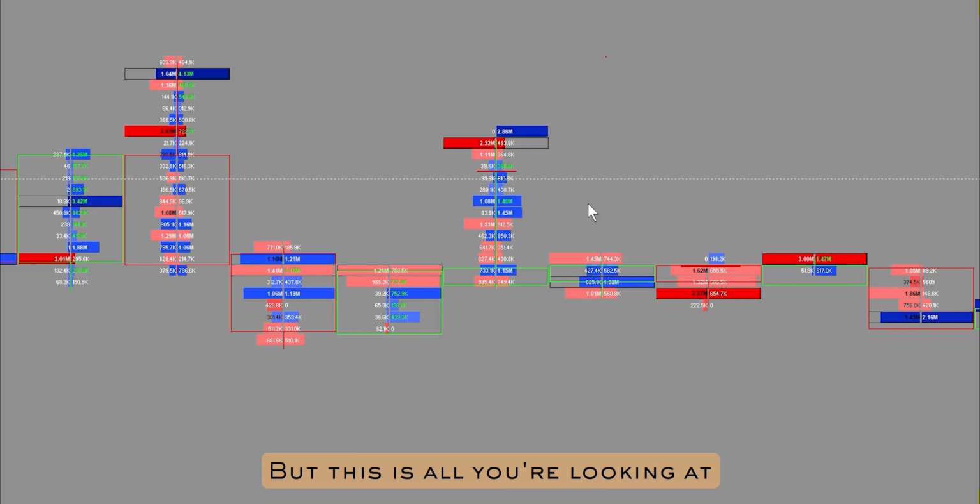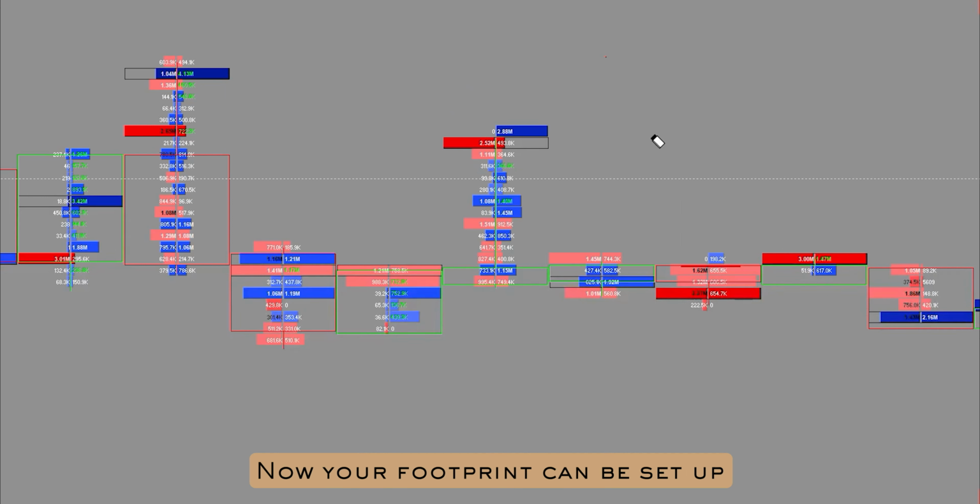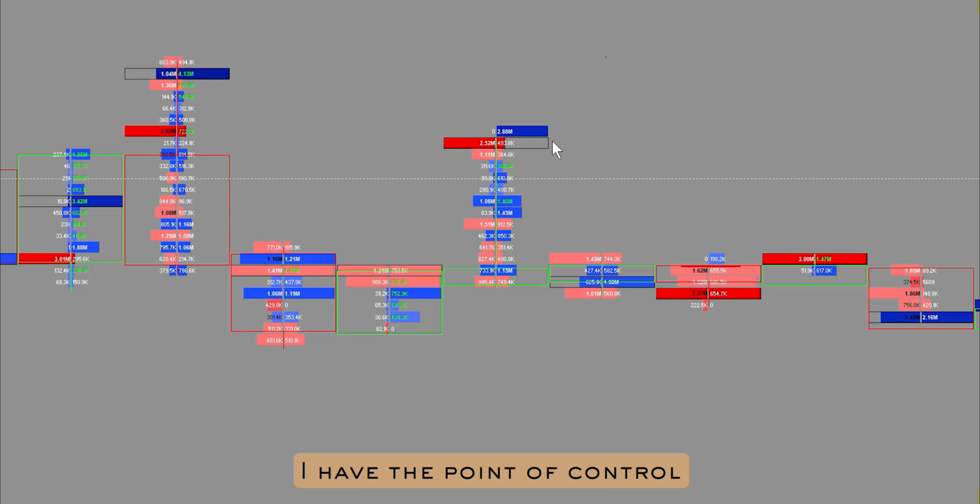But this is all you're looking at when you're looking at a footprint. You're getting an honest representation of what took place below the surface. Now, your footprint can be set up as exactly as you want it. You can have your imbalances set up to be 400%, or four times value, or two times value. As you can see mine, I have the point of control highlighted with a black outline. I have the colors of mine based on delta, and we'll get into delta in one of the next videos. But again, this is showing us the exact activity that occurred.